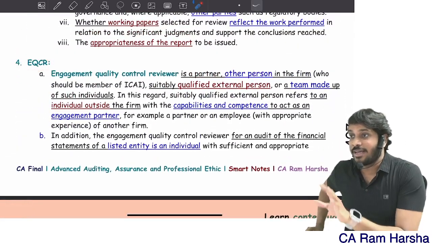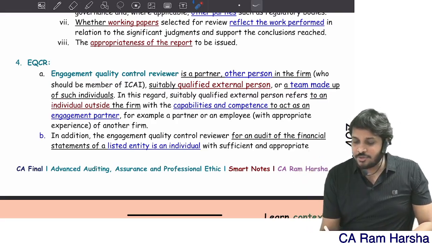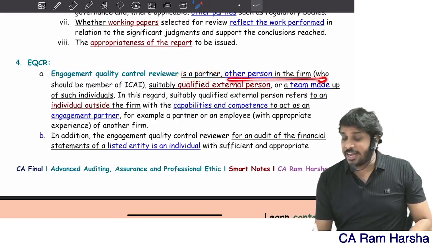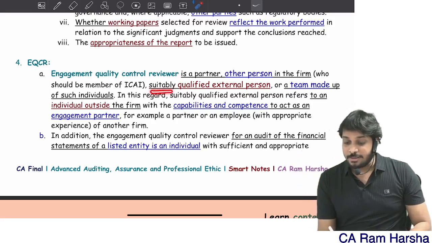Who will do this review? The review will be performed by the engagement quality control reviewer. Who is a reviewer? He is a partner of the firm or another person, but he is a member of the institute only. He is a CA only, or maybe an external person.